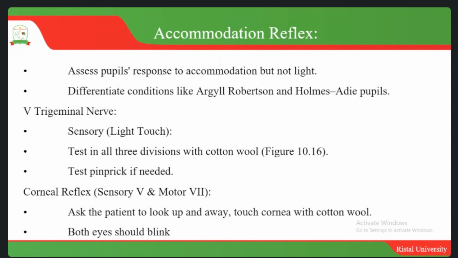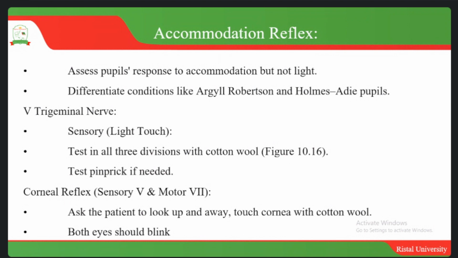So, testing all 3 divisions with cotton wool. What you do is get something like cotton wool, then move it closer to the patient's eye, along the eyelashes, along the lids, just around the patient's eye, and see how the patient is responding, whether he is able to blink his eyes or he is leaving the eyes open. Then also test the pinprick if needed in relation to assessing the trigeminal nerve response or reflexes in accommodation.